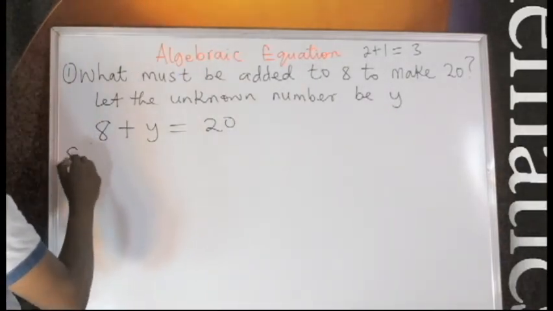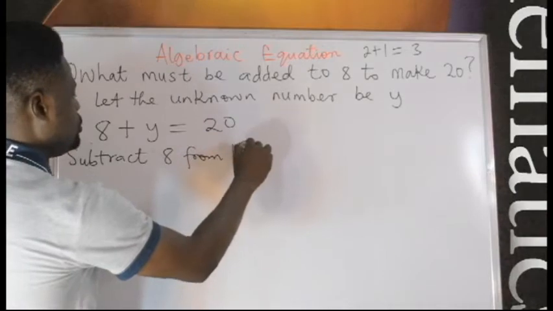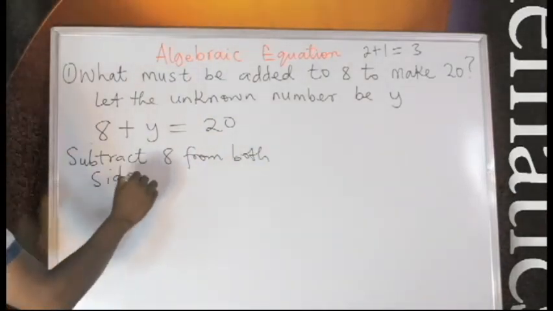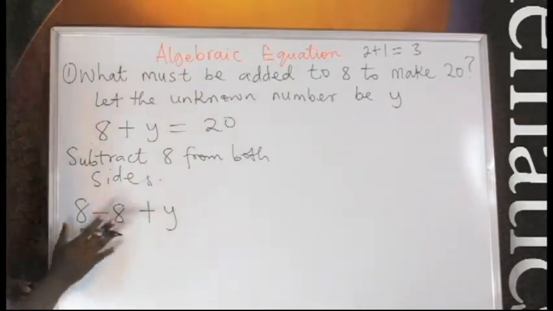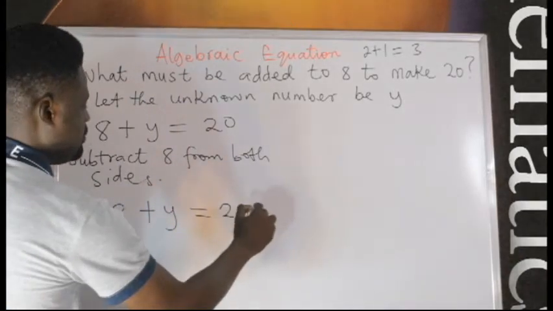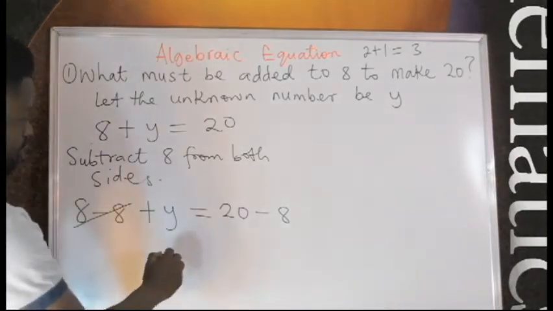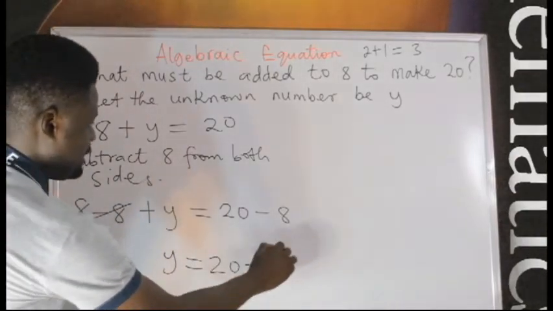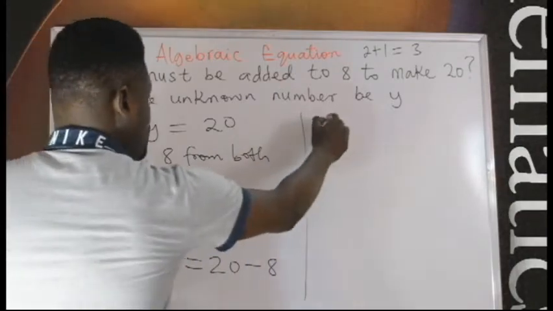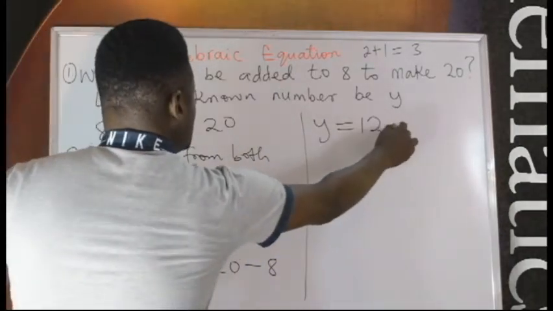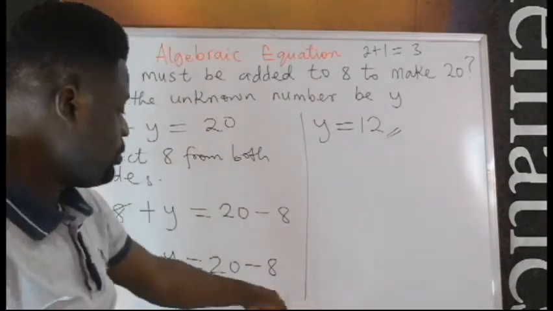So subtract 8 from both sides. So we have 8 minus 8 plus Y. What you do on one side, you do to the other side, 20 minus 8. So this is off now. 8 minus 8 is 0, so Y is alone. So we have Y equals 20 minus 8. So 20 minus 8 is what? Y equals 12. So what must be added to 8 to make 20 is 12.